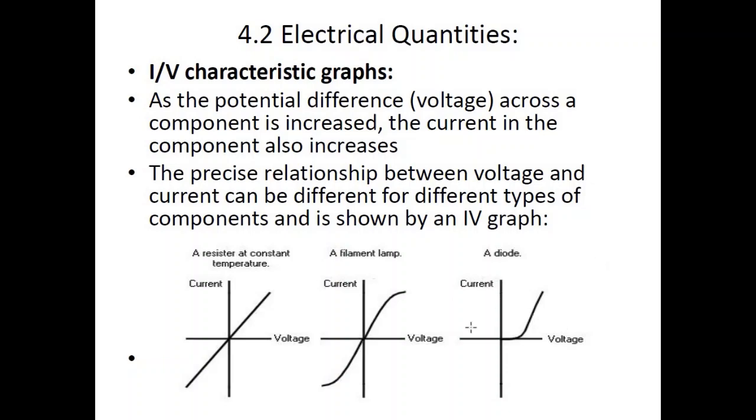And about the diode. Basically, a diode is a component that only allows current in one direction. So there is no graph in the other quadrant. When it is connected in the right direction, at first it resists a bit and then it starts conducting.